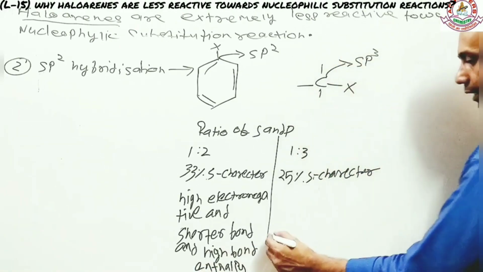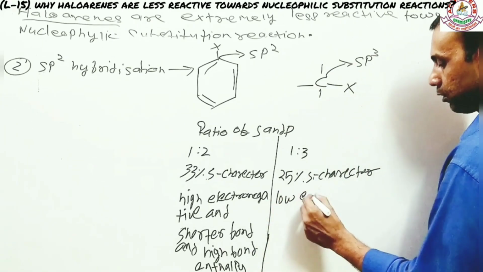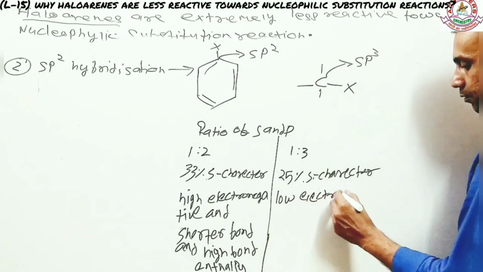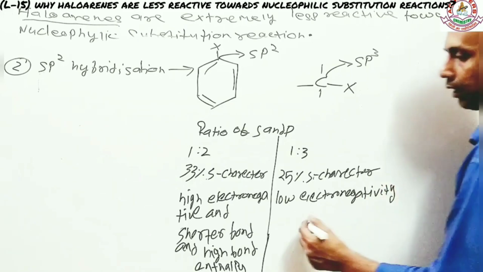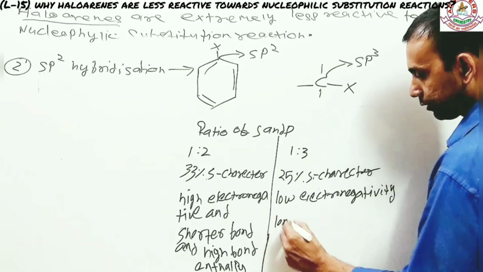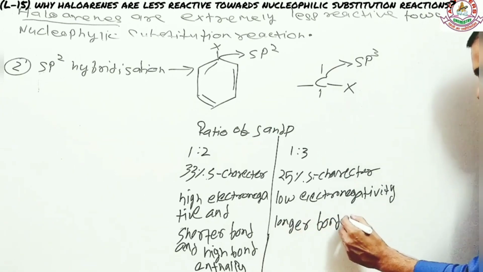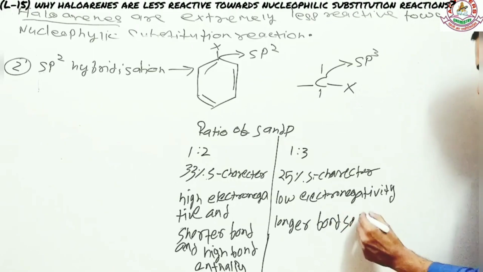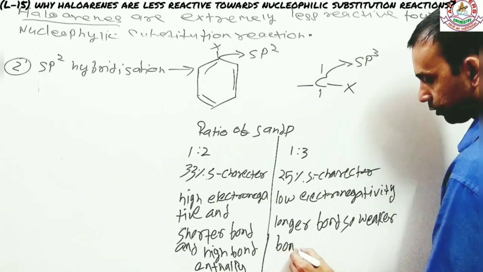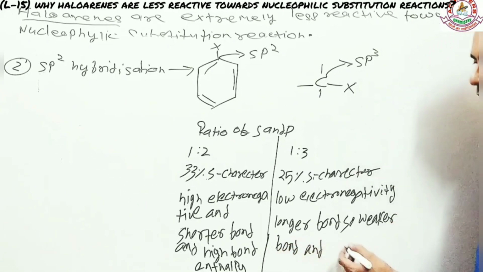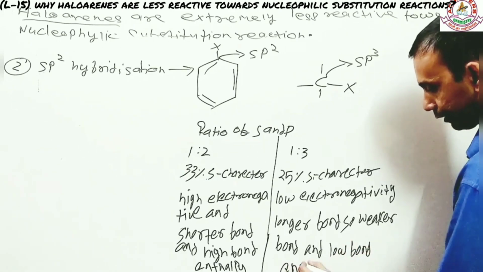I will explain it, but let me write it a bit so that you can also make a copy of that. So low electronegativity, and longer bond length, longer bond, so weaker bond, and low bond enthalpy.